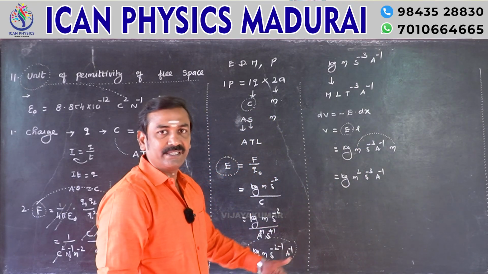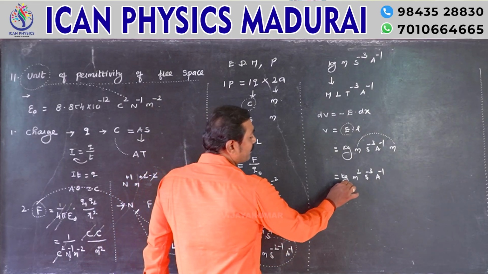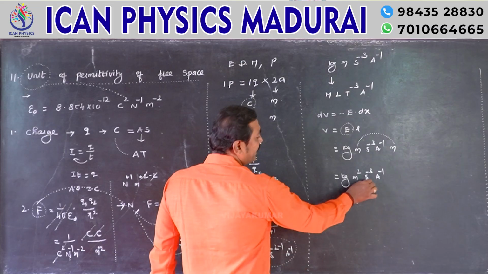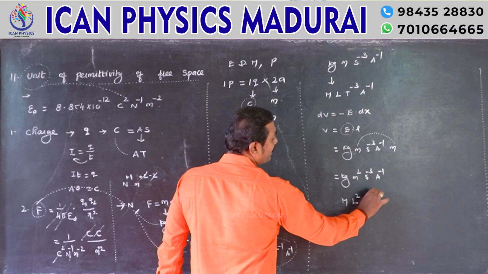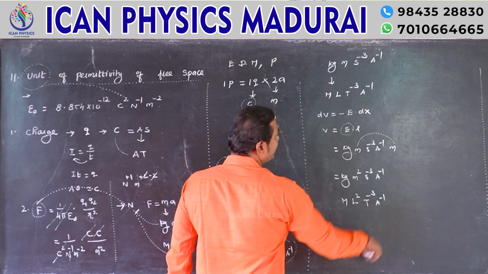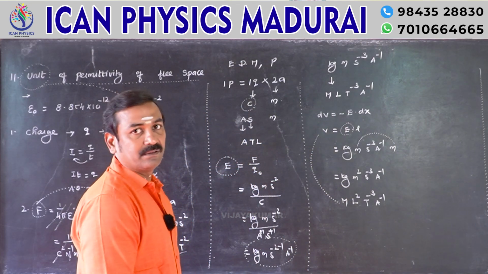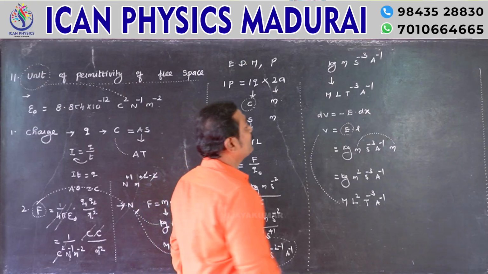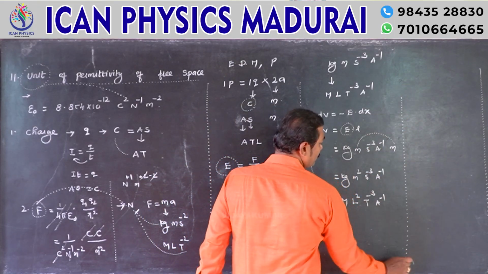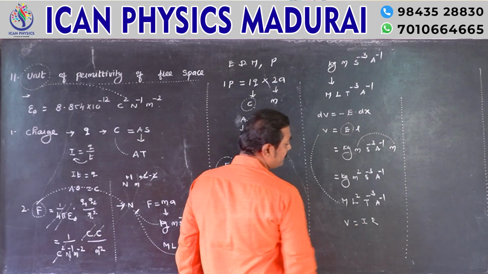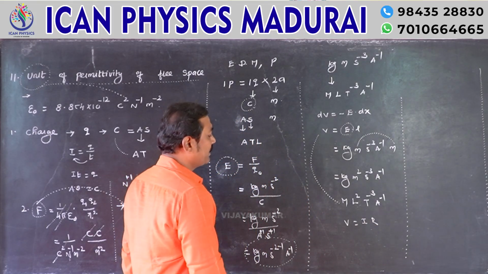Now convert the value into the dimensional formula. Kilogram capital M, meter square L square, S power minus 3, so T power minus 3, A power minus 1 is the dimensional formula for potential. So by using the potential, we can go for the resistance. Okay. So V equal to IR.